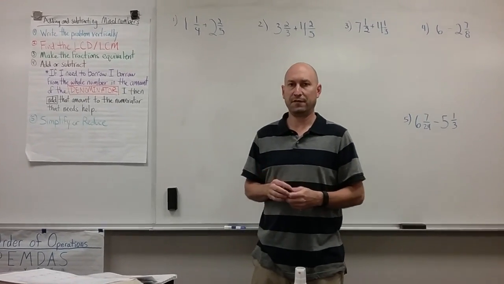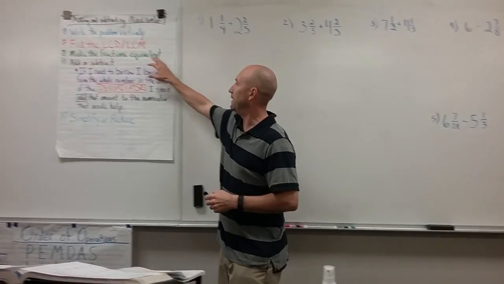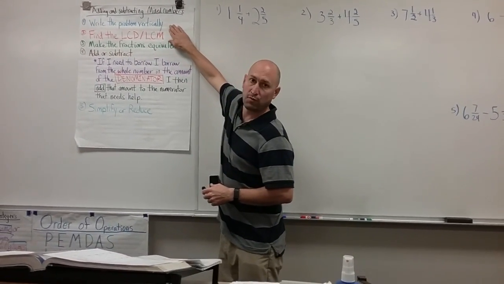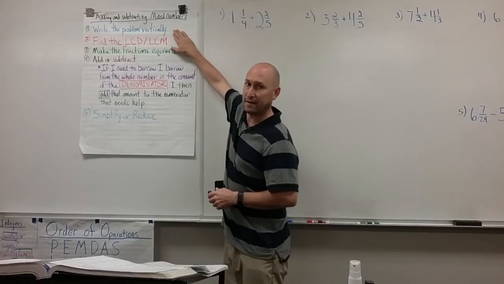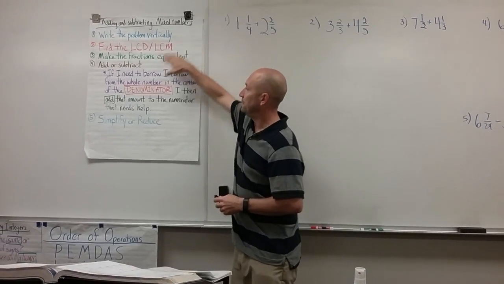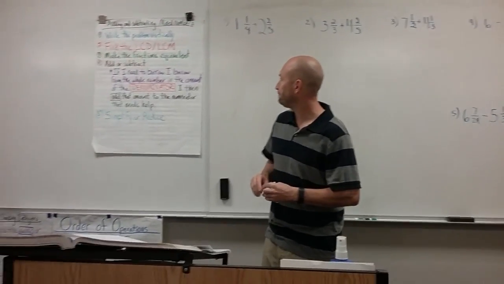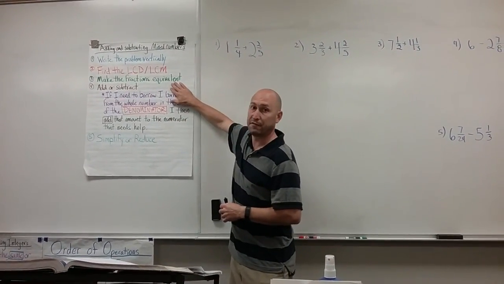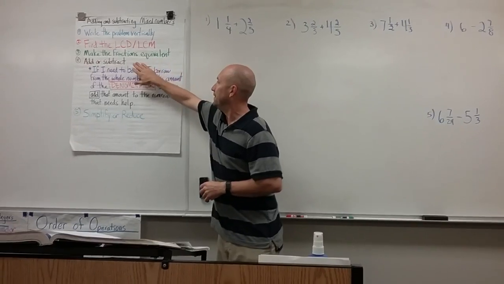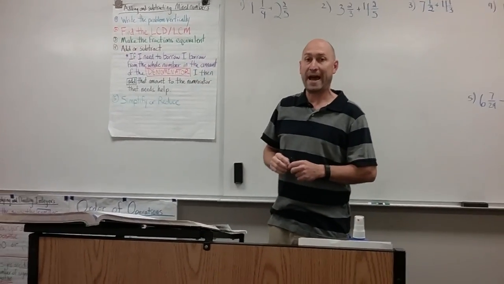So I'm going to go through 5 different examples following these steps. In step 1, we're going to write the problem down vertically, just like we did when we added and subtracted fractions. Step 2 is we're going to find the LCD, or the LCM, the lowest common multiple. Step 3, we're going to make the fractions equivalent. And then step 4 will be, I'm going to add or subtract.